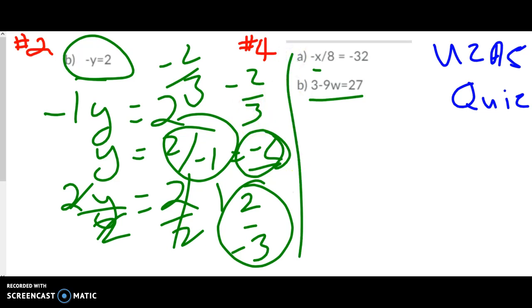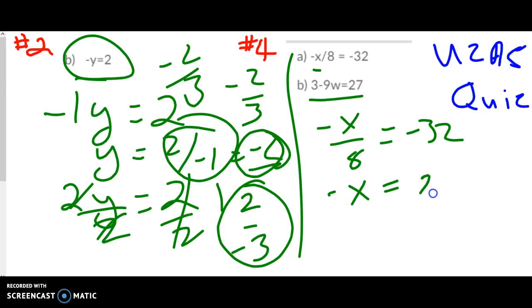So let's go over here. Same sort of thing here. I have negative x divided by 8 is equal to negative 32. So the first step to this, negative x over 8 is equal to negative 32. First step here is to multiply each side by 8. So you're going to get negative x is equal to negative 256. That's 32 times 8 is 256, I think.